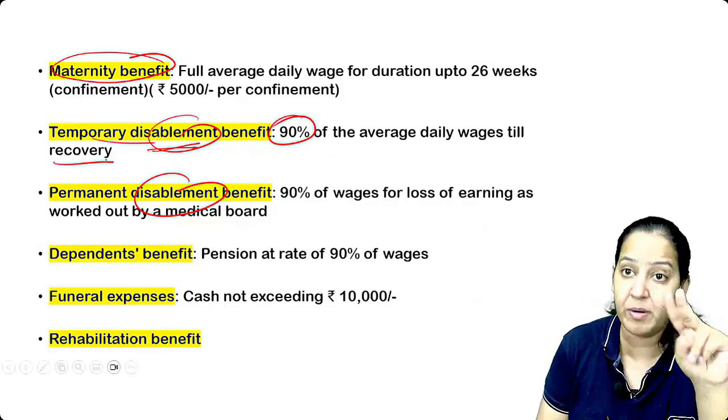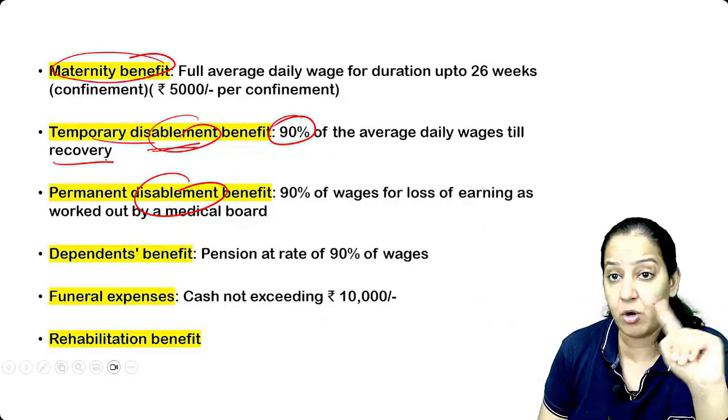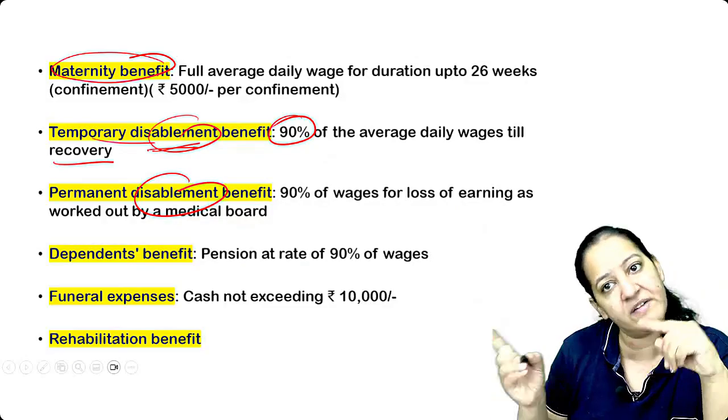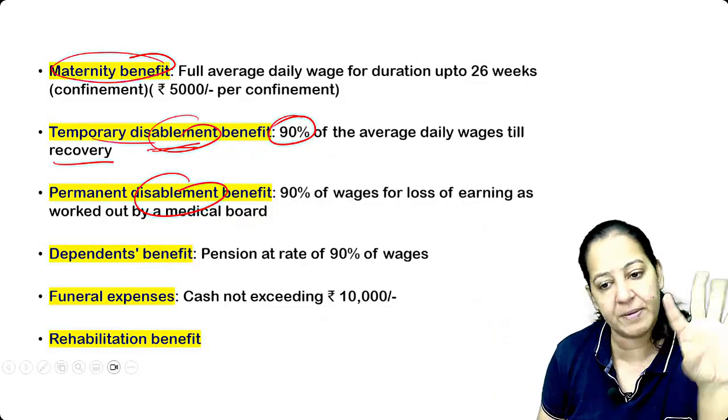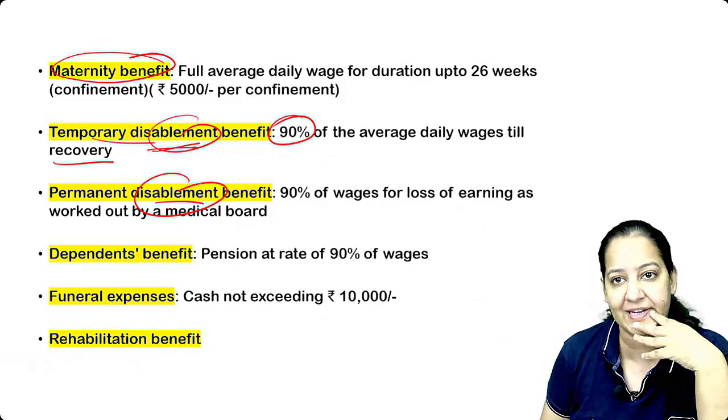Until the fracture heals, 2 months, 3 months, 4 months, as long as the fracture has not subsided, I will give 90% of the wages. Person is not coming. If the salary is 10,000, I will give 9,000 without the person coming to the job. Permanent disablement. Person got paralyzed permanently.